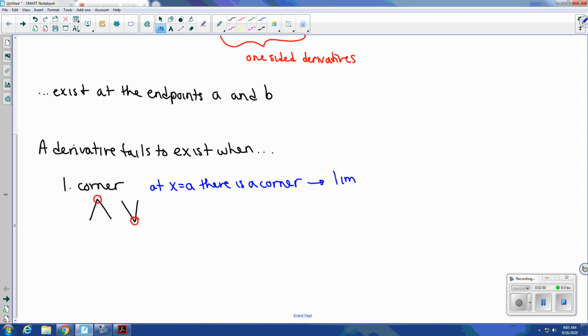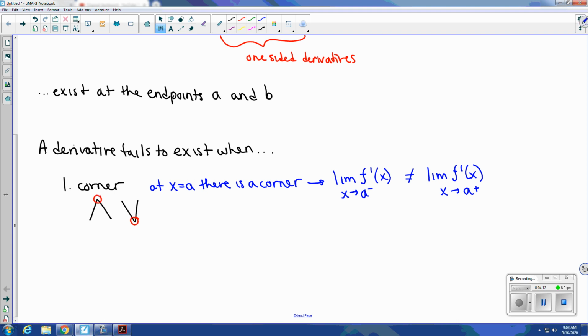Again, differentiability is all about the derivative itself. So we want to take the limit of the derivative as we approach the corner from the left, and the limit of the derivative as we approach from the right will not be the same. This is our justification for why at a corner we don't have differentiability.